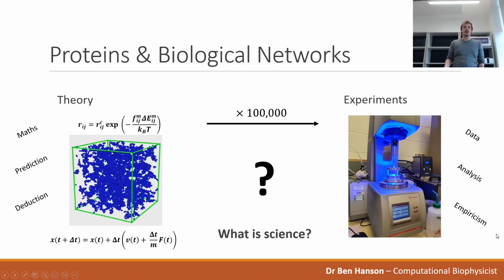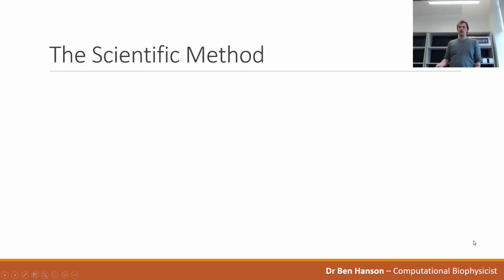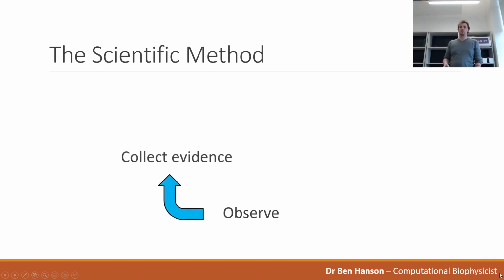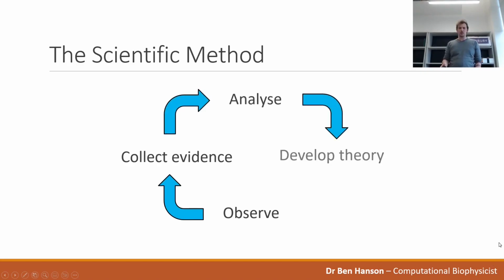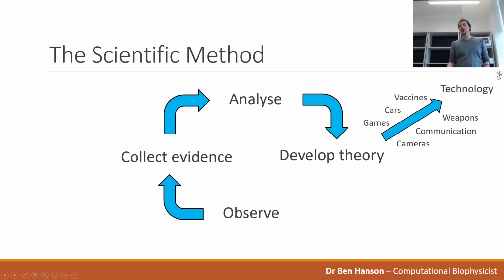What even is science? So here's what I think my version of the scientific method is. And there isn't just one, but this is one of them. So we might observe something. We might then collect some evidence about that thing. We might then analyse that evidence. And then we might develop a theory. Now, you might think that the next step then is to build things: cameras, games, cars, vaccines, technology. But in terms of the scientific method, that's not the next step.